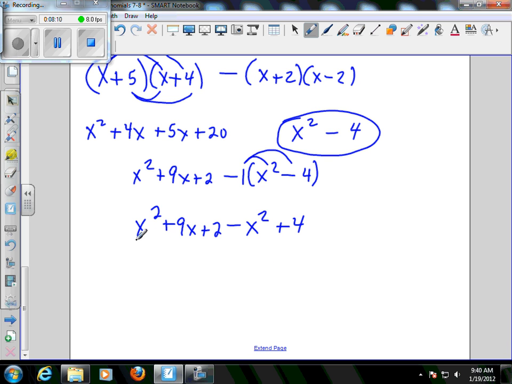And let's combine our like terms. We have x squared minus x squared. Well, they cancel. That's convenient. We just have 9x for an x term. And now we have 2 plus 4, which gives us 6 here. So we end up with 9x squared plus 16.